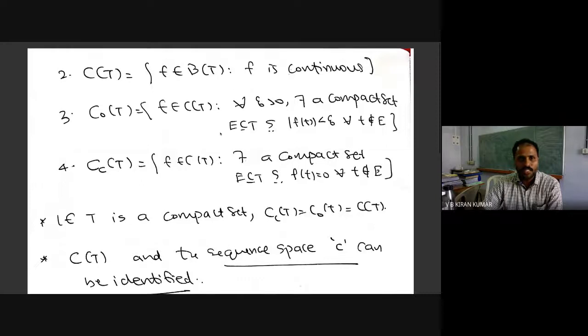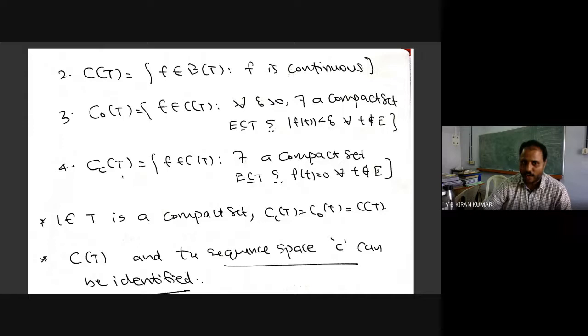Now, what I want to do is a very interesting thing. Some subspaces of this. C of T, all bounded continuous functions on T. Because already when you say it is in B of T, it is already bounded. So you take all bounded continuous functions. C0 of T is all continuous functions with a very important property called vanishing at infinity. That means for all epsilon greater than 0, you have a compact set E subset of T such that outside that compact set, its absolute value is less than epsilon. This is known as vanishing at infinity.